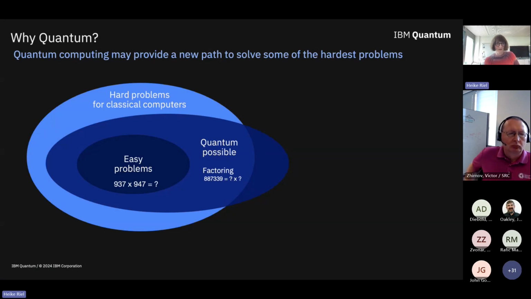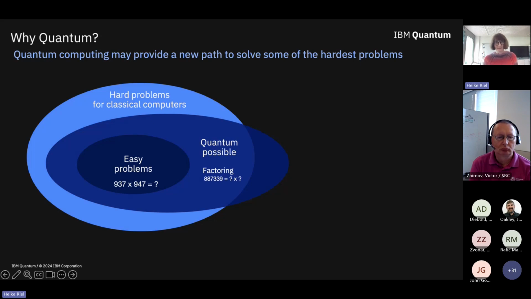So why are we working at all on quantum computing? Because quantum computing may have this potential and provides us a new path to solve some of the hardest problems, in particular the ones, of course, where the classical resources which you would need exponentially scale with the parameters or with the complexity of the problem.